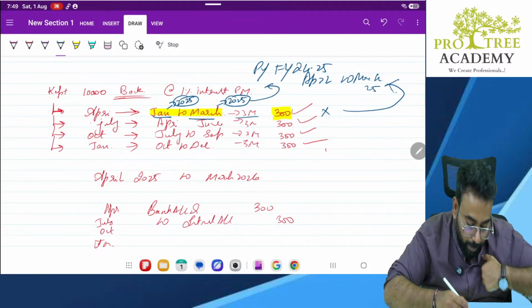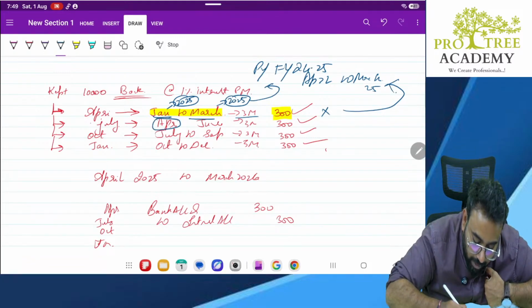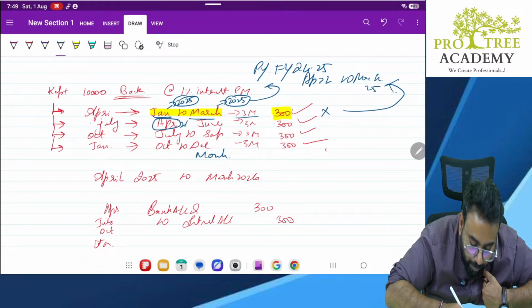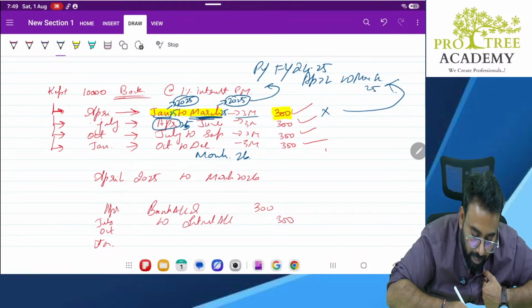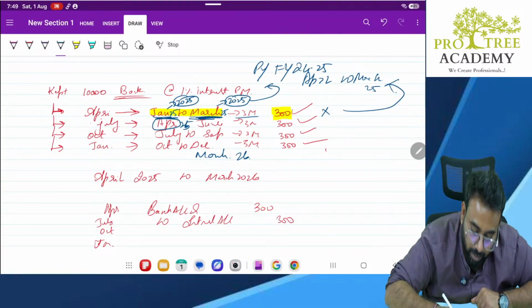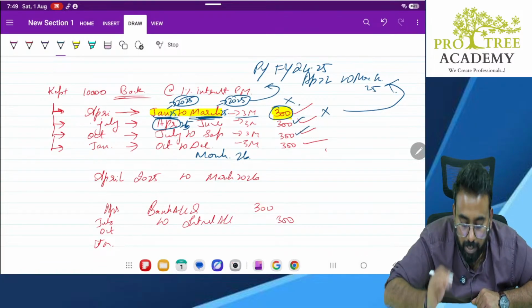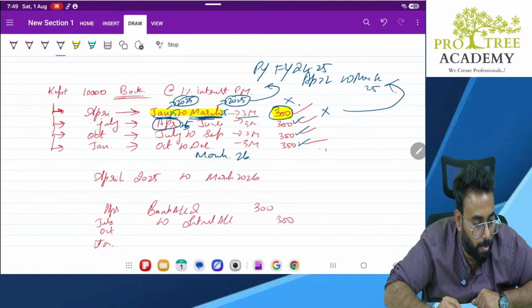Why? Because our period starts from April and goes up to March, April 25 to March 26. But this is April 24 to March 25. This is not our financial year. It belongs to the previous financial year. So this is not your income. Is this your income? Yes. Is this your income? Yes. Is this your income? Yes.